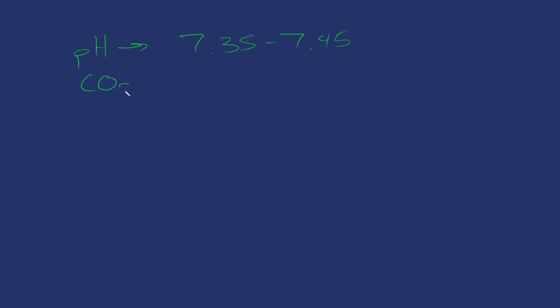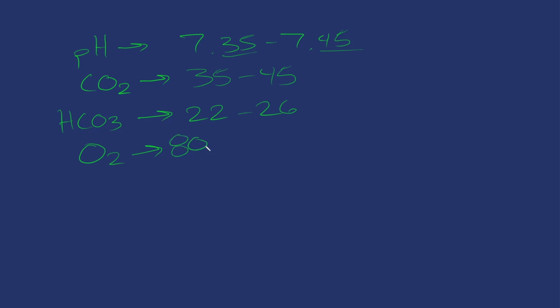Okay, CO2, you just copy these numbers right here, 35 to 45. Bicarb is going to be about 22 to 26. Okay. And then finally we have our O2, and this is going to depend on the type of sample that's being pulled, but we're going to say 80 to 100.